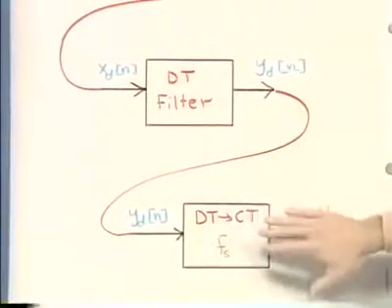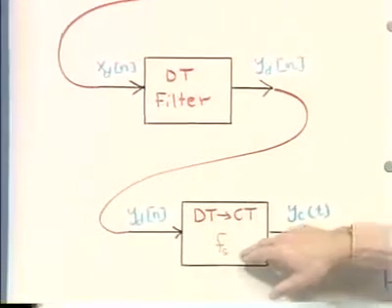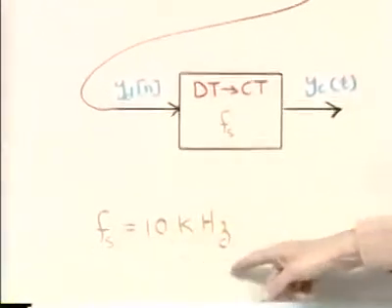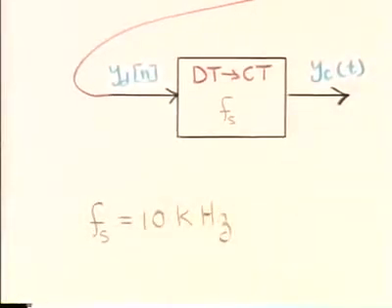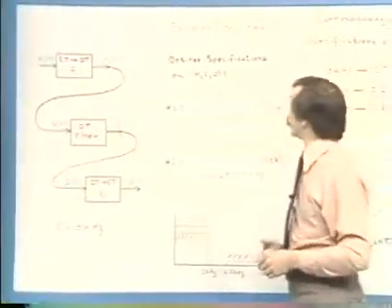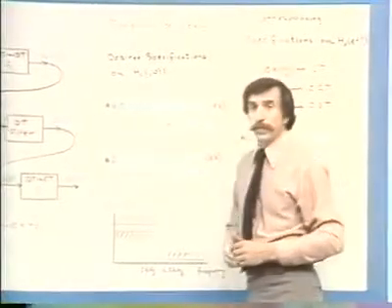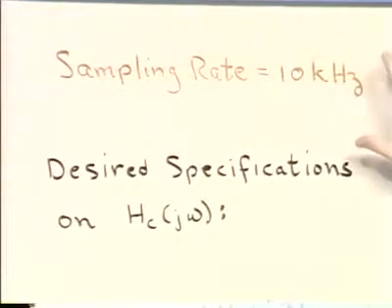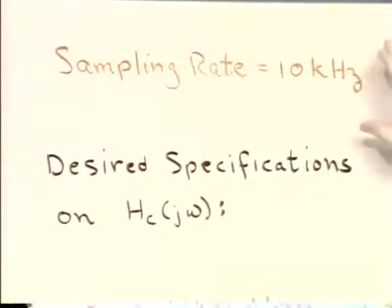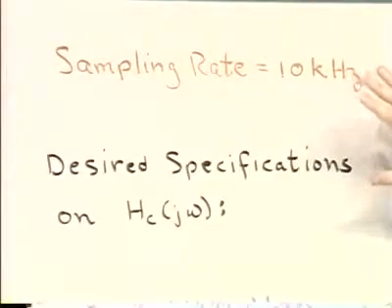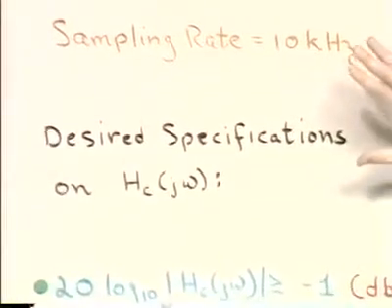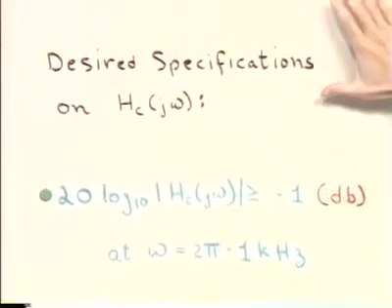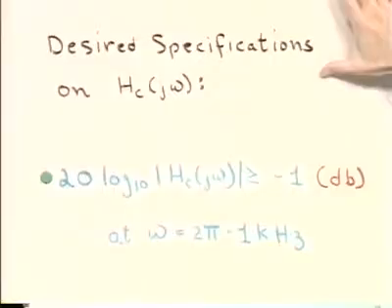And for a choice of parameter, there's a sampling frequency, of course, involved in this process. And the value that I'll pick for the sampling frequency is 10 kilohertz. Okay, all fairly straightforward so far. And so since we have a sampling rate of 10 kilohertz, we want to first look at our specifications on the desired continuous time filter and then map those to appropriate specifications on the discrete time filter.